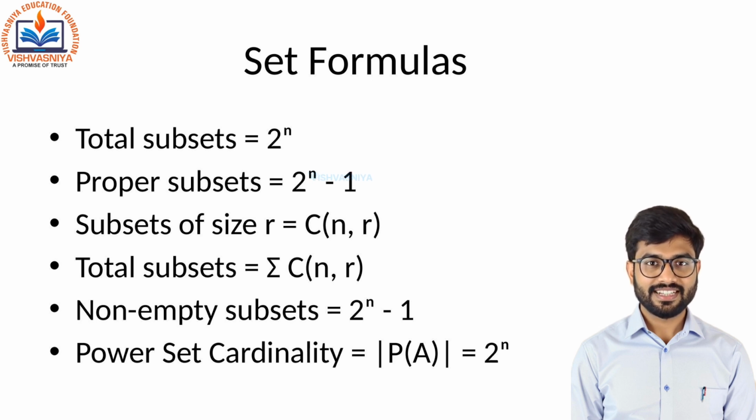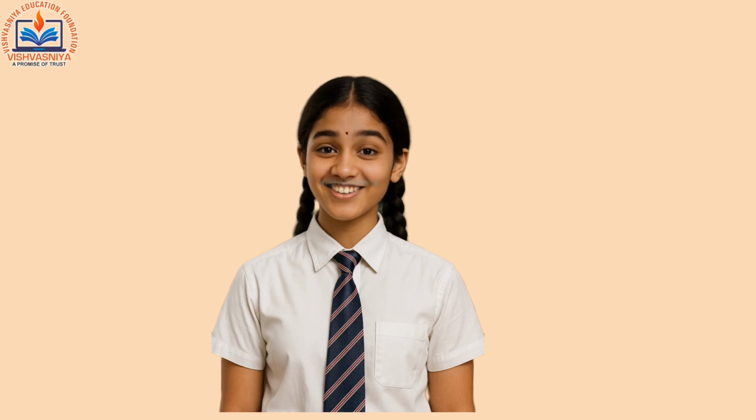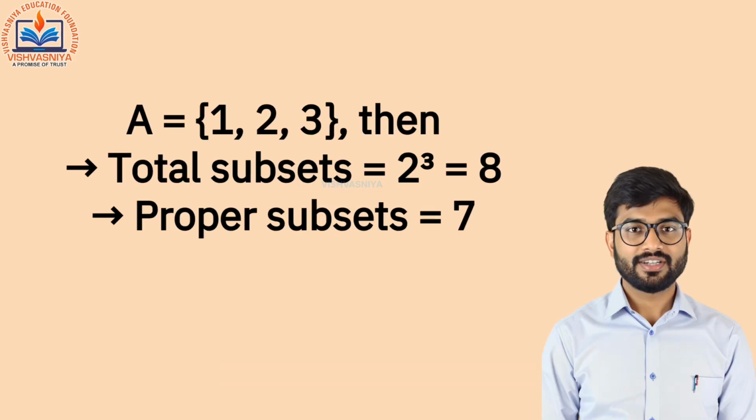Power set cardinality, the number of elements in P(A), is equal to 2 to the power n. Sir, can you give an example? Sure. If A = {1, 2, 3}, then total subsets is equal to 2 cubed, which is equal to 8. Hence, proper subsets is equal to 7.